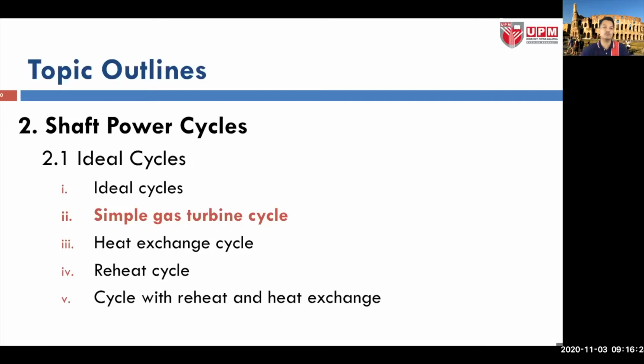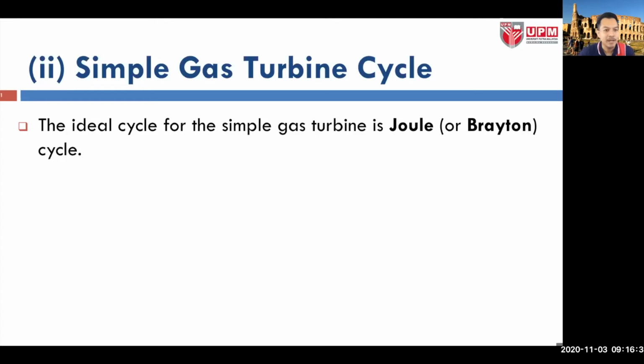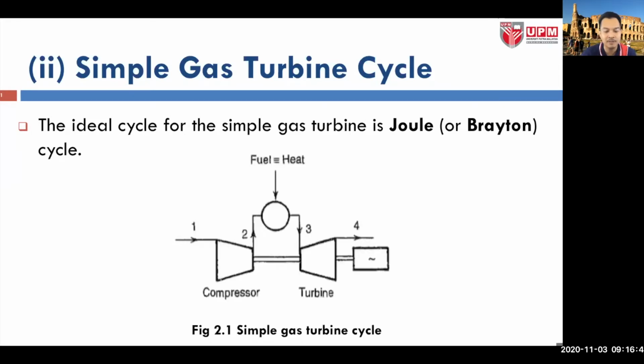Let us go into the simple gas turbine cycle. The ideal cycle for the simple gas turbine is the Joule or Brayton cycle. I believe you have seen this before, last week as well as during the propulsion subject. This is a simple gas turbine cycle. Remember, in our course we only consider the 3 main components, which are the compressor, the combustion chamber, and the turbine.